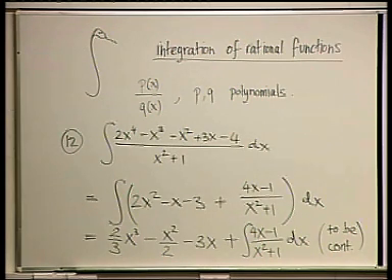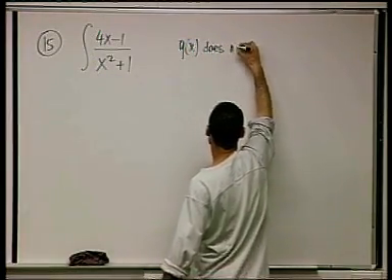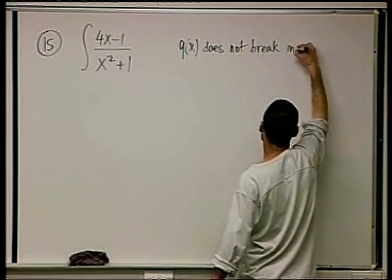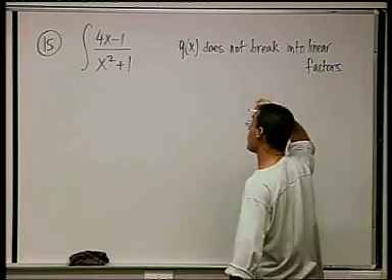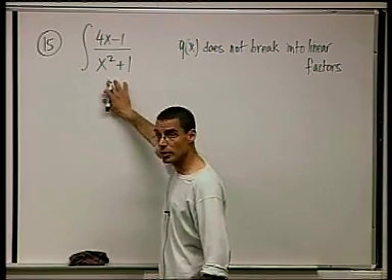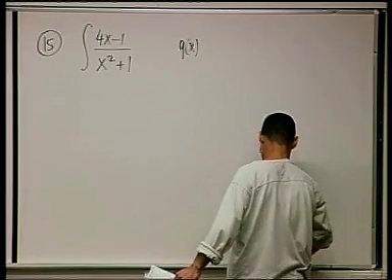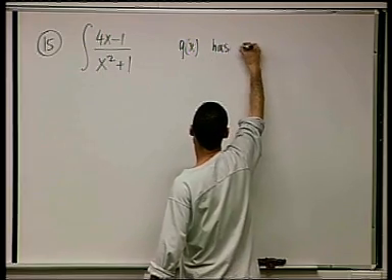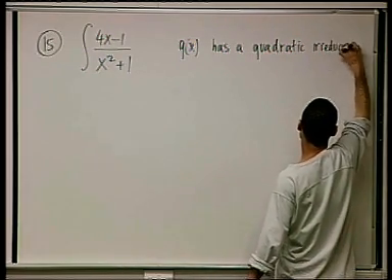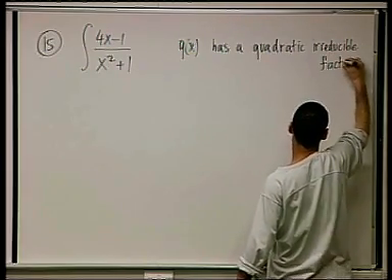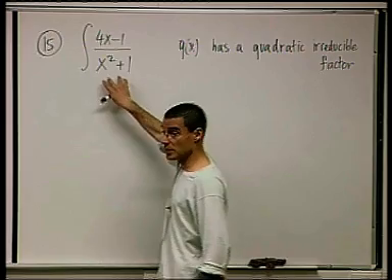And the title for this one is: Q does not break into linear factors. Or more precisely, Q has a quadratic factor which does not break any further. Maybe let's write that. Q, this was true, but this is not explicit enough. Q has a quadratic irreducible factor. That's the case of example 15. Quadratic irreducible factor, like here. This does not have roots.